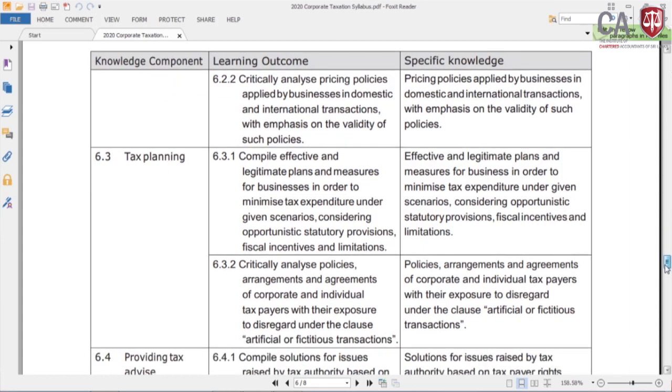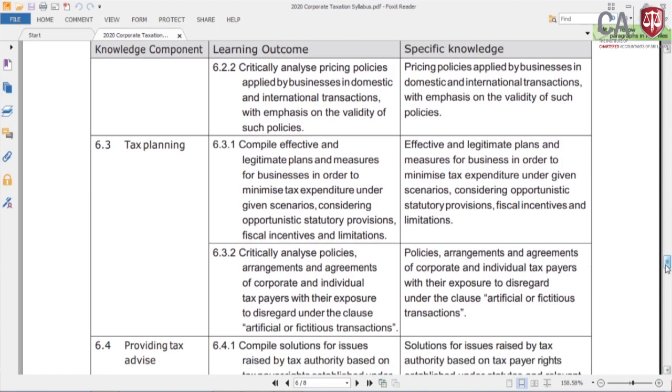6.32, critically analyze policies, arrangements and agreements of corporate and individual taxpayers with their exposure under the clause on artificial or fictitious transactions. If any transaction is identified by the authority as artificial or fictitious, you are penalized. The penalizing provisions are very clearly in the Inland Revenue Act. Therefore, the arm's length pricing arrangements are really important. Section 33 very clearly talks about these artificial and fictitious arrangements.